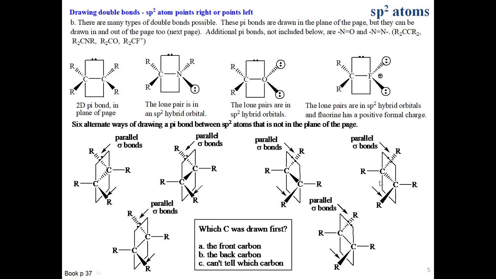Okay, and so I must have drawn this one first because it's a dash, or maybe I didn't even draw either one as a dash or a wedge. I just put a simple line. Okay, and then don't forget the 2 electrons in the pi bonds. Okay, I want you to draw those because we'll be using those to do reactions later on.